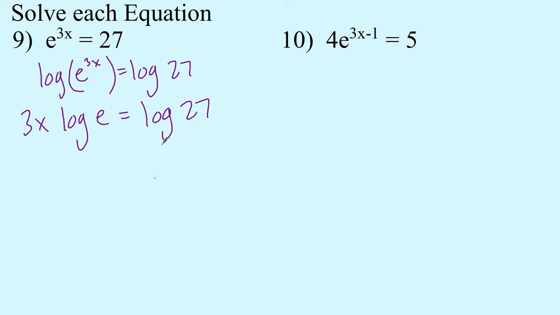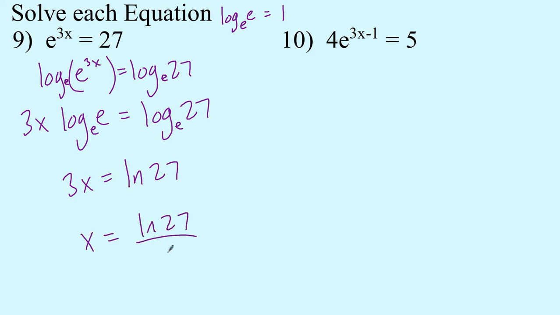Here's the nice thing though. What if we didn't do log base 10? Since we already have an e here, what if we did the natural log? If we did the natural log, well, look at that. Remember what log base e of e is? That's 1. This goes away. So really we have 3x equals the natural log of 27. And now we can do the natural log of 27 divided by 3. There's your calculator ready form.